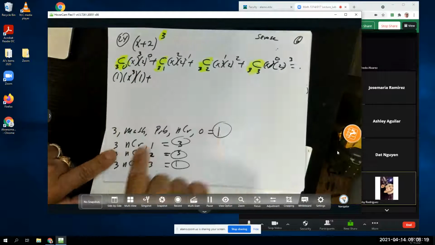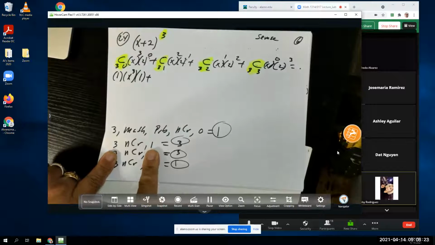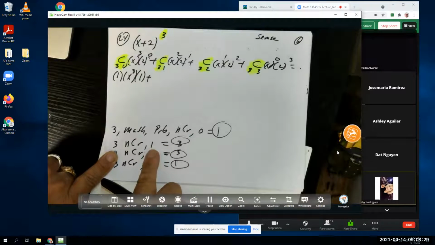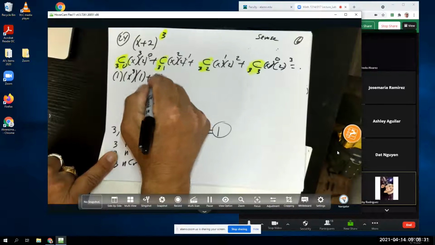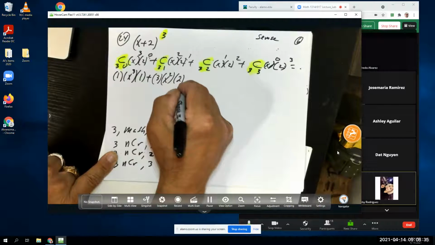3 NCR 1. There it is. What's 3 NCR 1? That one right there. What is it? 3. What's the answer over here? 3. And x squared, well, that's just x squared. And 2 to the 1 power is just a regular 2.